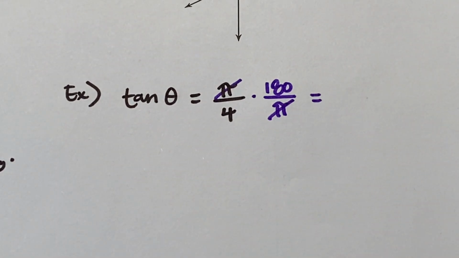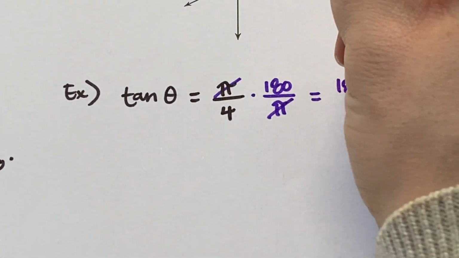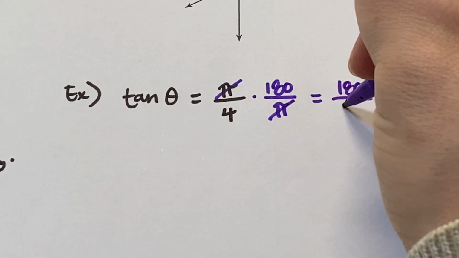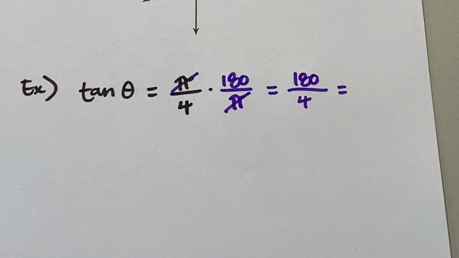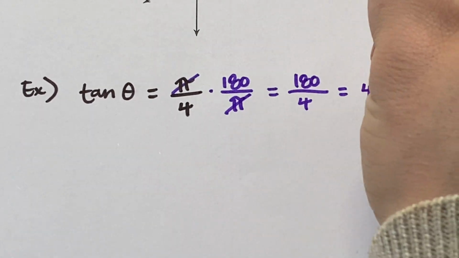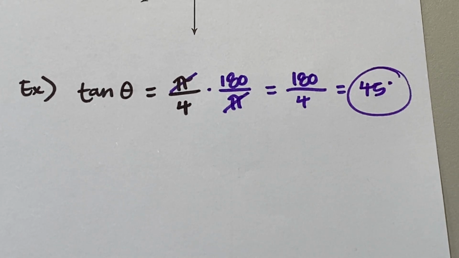Okay, now all you have to think here is, if I were to multiply it straight across, this would be 180 divided by 4. What is 180 divided by 4? Somebody help me out. I will not tell you the answer. What is 180 divided by 4? 45. Nice. 45. Look at that, you guys.